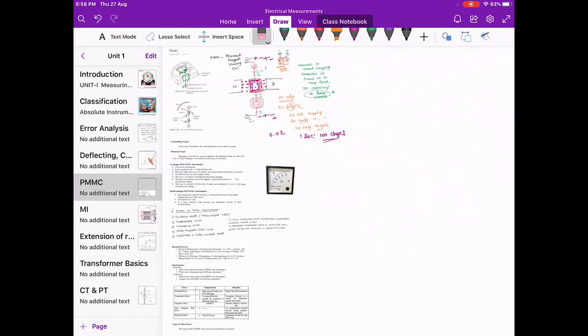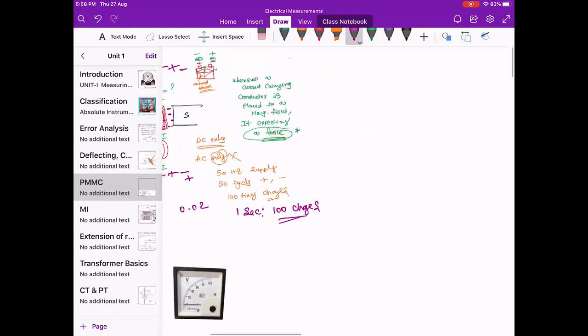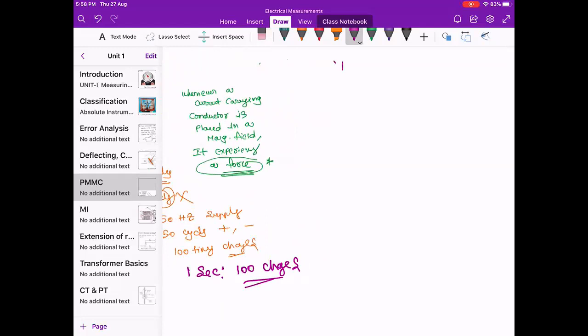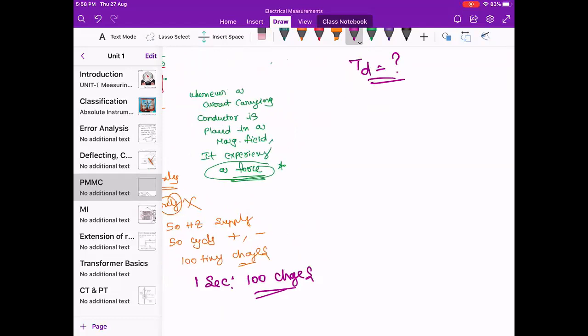Next, we just now told that the conductor experiences a force, right? Now we have to derive the equation of force. What is the deflecting torque? Just now we have done force. The force equation is given by the Lorentz force equation. What is the Lorentz force equation? F is equal to BIL sin theta.